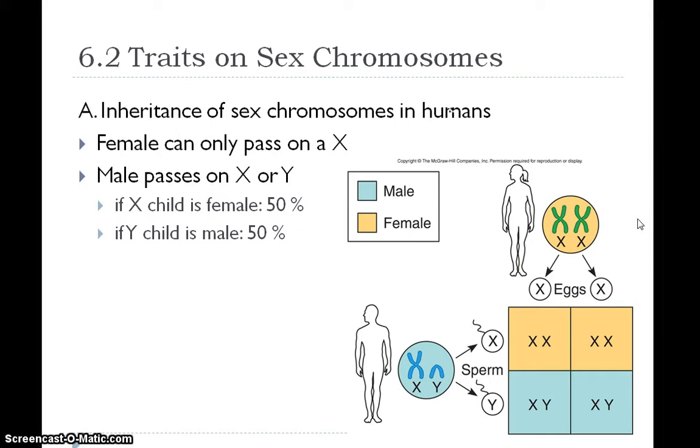Notice that 2 out of the 4 possibilities are female and 2 out of the 4 possibilities are male. That gives us a 50% probability for a female offspring and a 50% probability for a male offspring. When we look at the inheritance of traits found on the sex chromosomes, we will always need to include the X and the Y in our offspring. So all of our Punnett squares are going to start with the X's and the Y's as seen in this one.